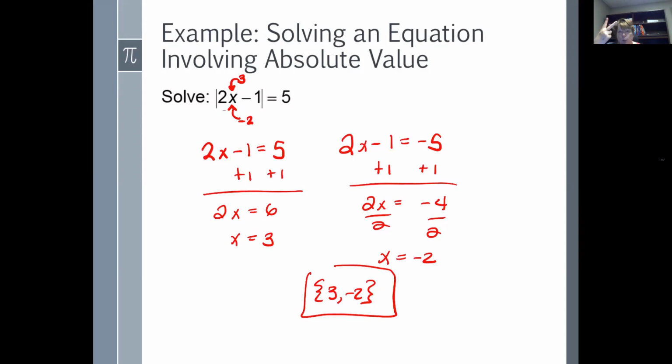I'm going to say it again, 2. You're going to get 2 because there are two numbers that you can plug into those absolute value bars and get +5. You can plug in 5, you can plug in -5.